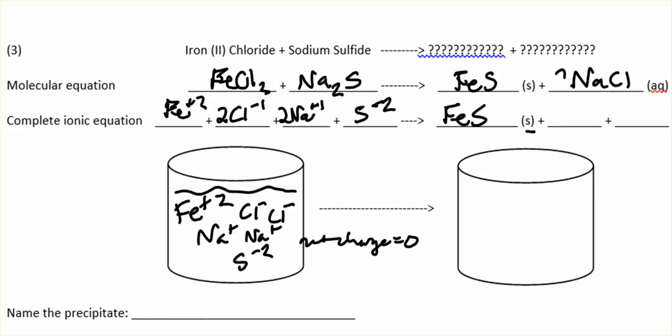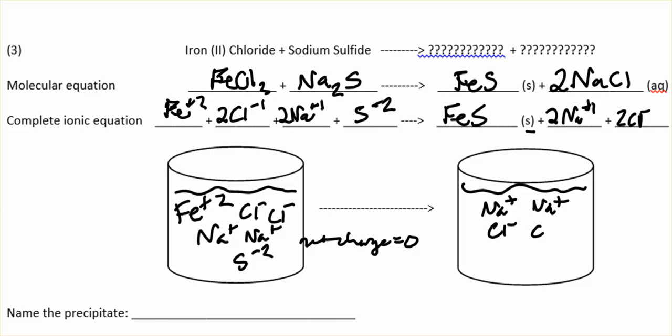You would then need 2 parts of sodium chloride, which means 2 Na+1 and 2 Cl-1. And so afterwards, you would have 2 Na's and 2 Cl's in solution. And then at the bottom, you would have your iron sulfide solid.